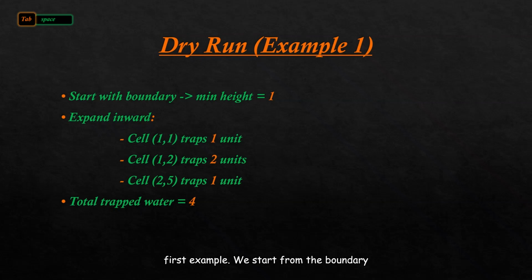Let us dry run the first example. We start from the boundary where the minimum height is 1. Moving inward, the cell at position (1, 1) traps 1 unit of water. The cell at (1, 2) traps 2 units and another cell traps 1 more unit. The total adds up to 4 units, which matches our expected result.